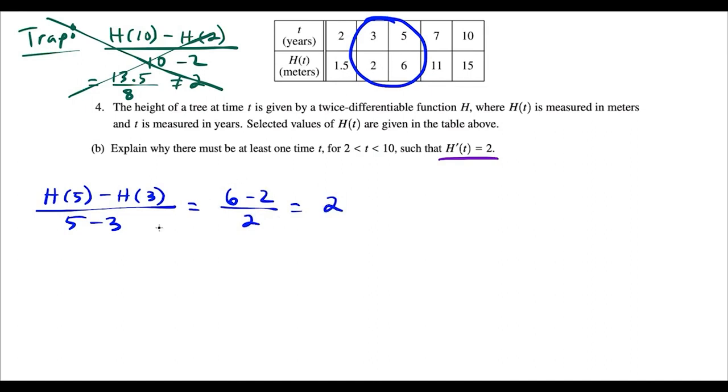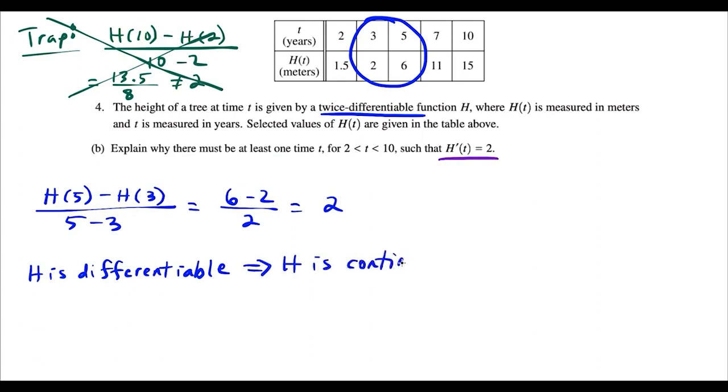But in order to use the mean value theorem, we have to state that our function is differentiable and continuous. And notice they told us our function is differentiable. So once we make the statement that h is differentiable, differentiability implies continuity. So h is differentiable implies that h is continuous. And once we state that h is differentiable and h is continuous, now we can use the mean value theorem.